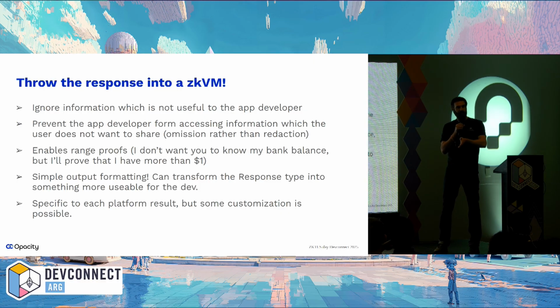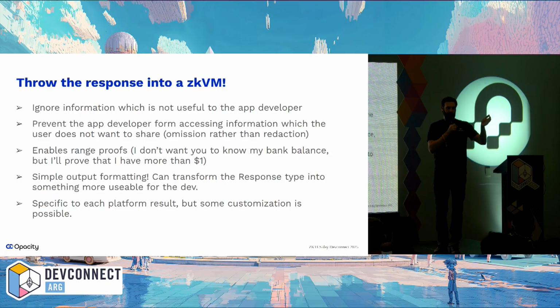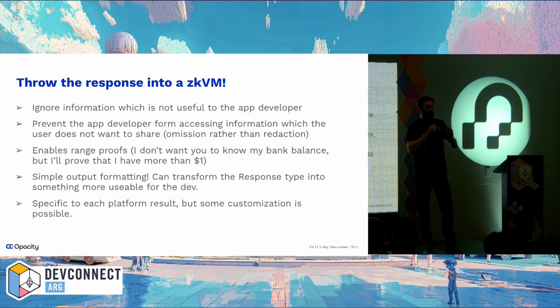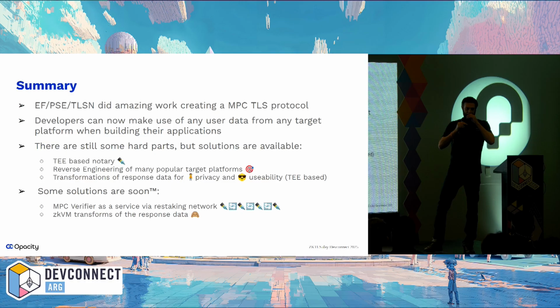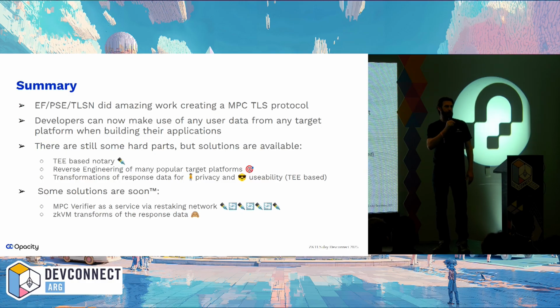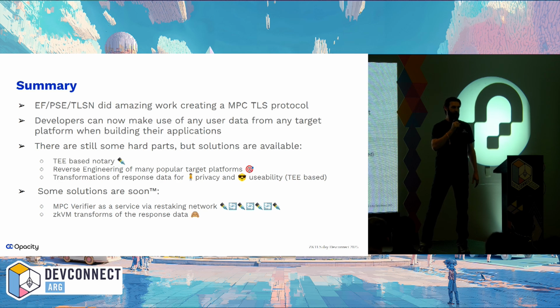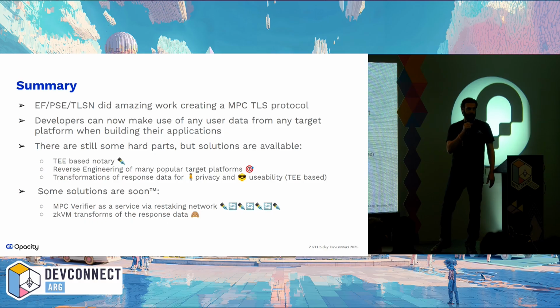This is sort of like the reverse engineering. It's going to be customized to each platform. Each platform is going to have its own reverse engineering on the input and its own transformations on the output. There'll be some knobs and switches, range proofs, things you can set, but pretty much all custom. So in summary, the TLS Notary team did an amazing job. As developers, there's a whole new range of information available, a whole new range of apps that can be built. There's still some hard parts.